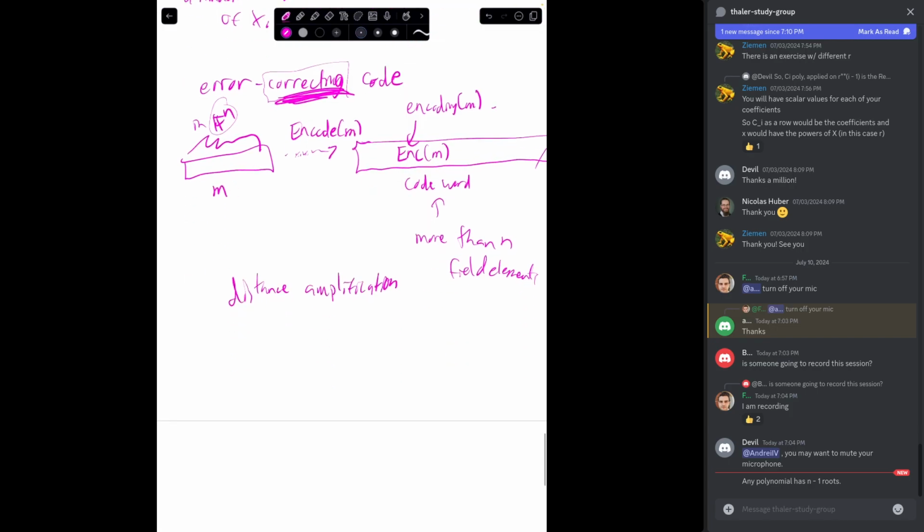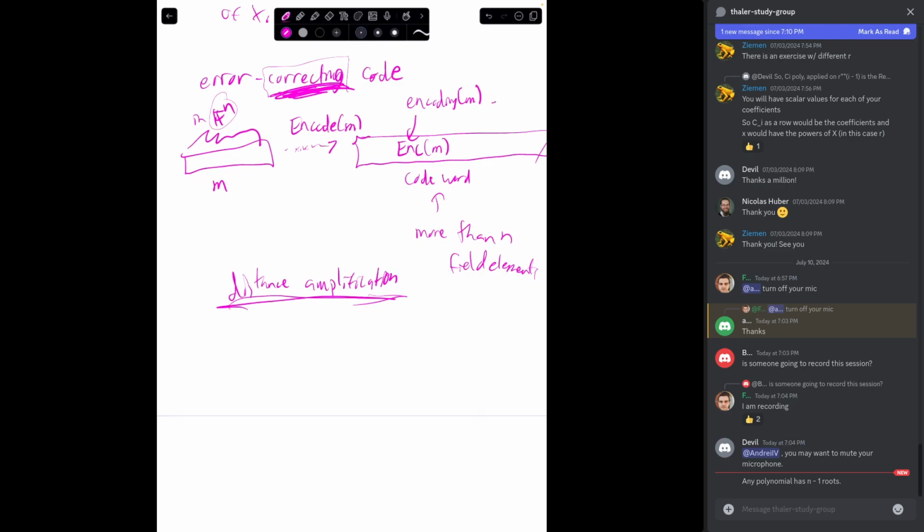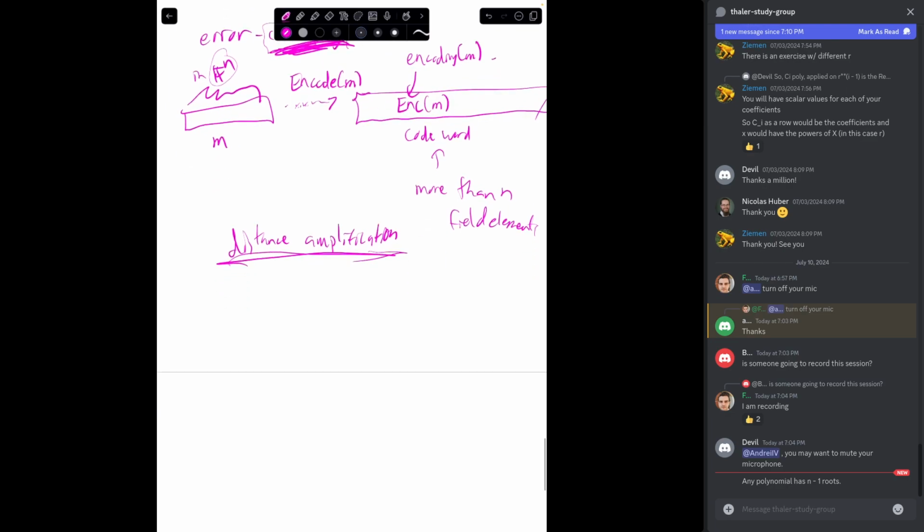Okay, now distance amplification is necessary, but not sufficient, for correcting errors. I'll tell you shortly what correcting errors means. But they go hand in hand. So typically, if I give you a distance amplifying code, it's also an error correcting code. So what do I mean by distance amplification?